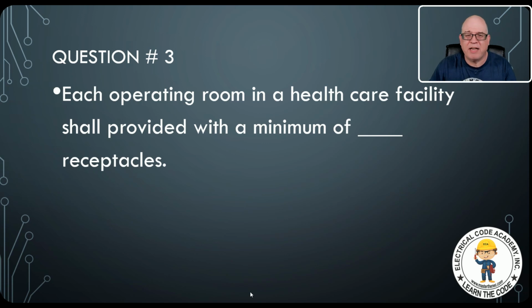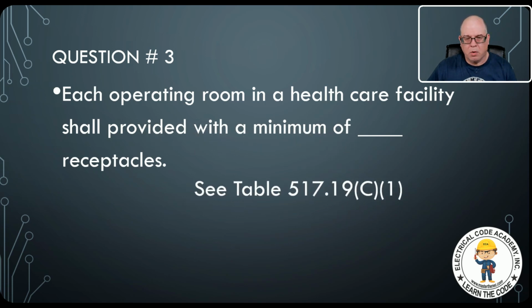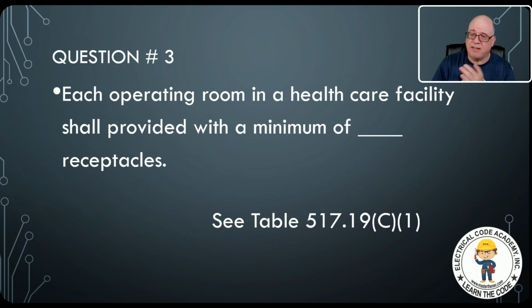Okay. So in this case, operating room, healthcare facility, and receptacles are all key triggers for me. Take the time to look that up. But in our case, we're going to obviously be in 517 because that is healthcare facilities. And we're in 19C1. And you're going to get that from the index if you look under operating rooms. And also you might find it under healthcare facility. Again, it's all about the number of receptacles.